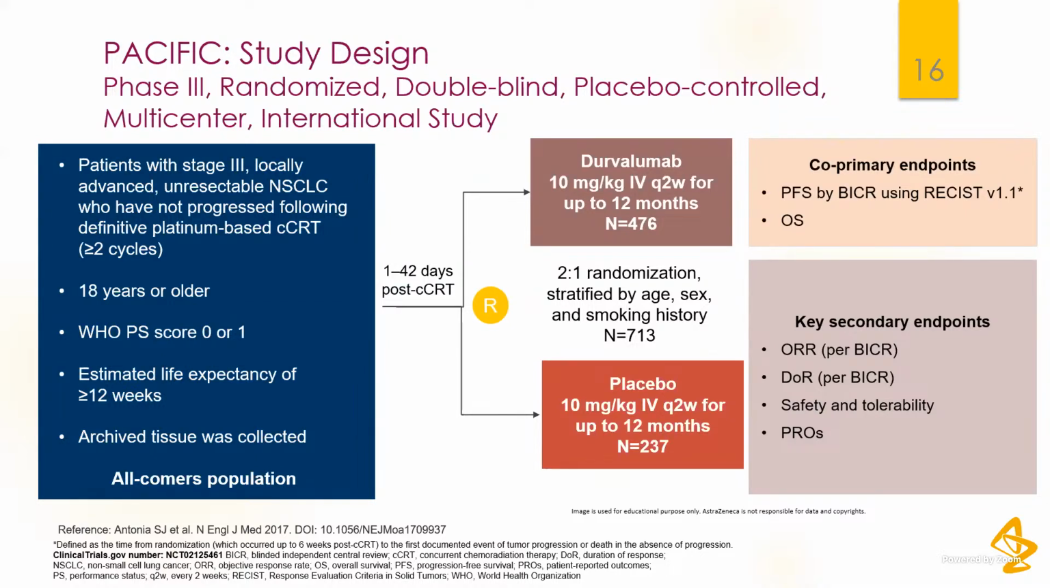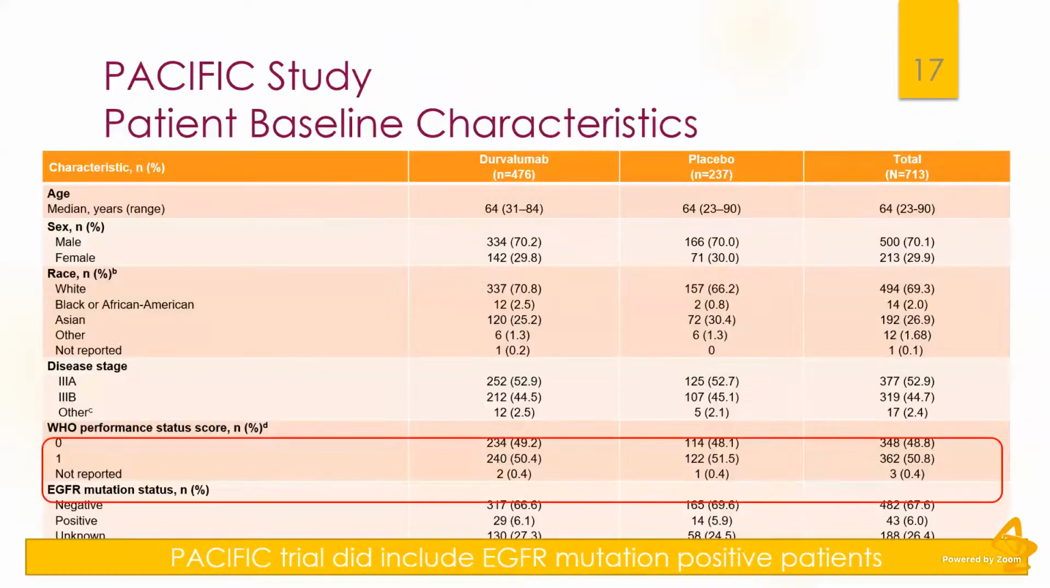The primary endpoints were PFS by independent review as well as overall survival. So it was really, I would say, a very daring landmark trial where they kept both PFS and OS as co-primary endpoints. Secondary endpoints were objective response rate, duration of response, safety and tolerability, and patient-reported outcomes.